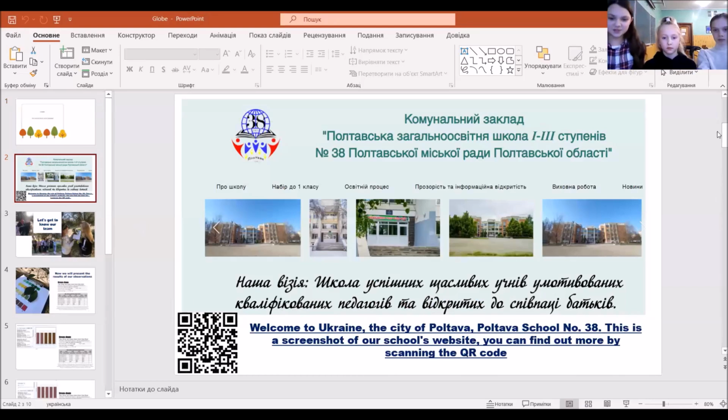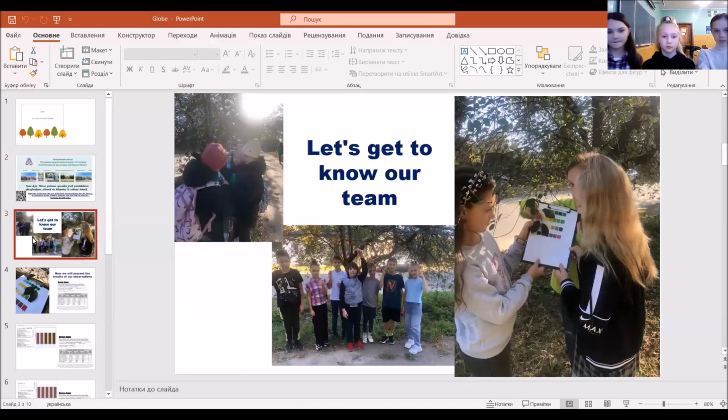Welcome to Ukraine, the city of Poltava, Poltava school number 38. This is a screenshot of our school's website. You can find out more by scanning the QR code. Let's get to know our team. My name is Valeria. I'm 11 years old. I live in Poltava. My hobbies are gymnastics, English, and needlework.